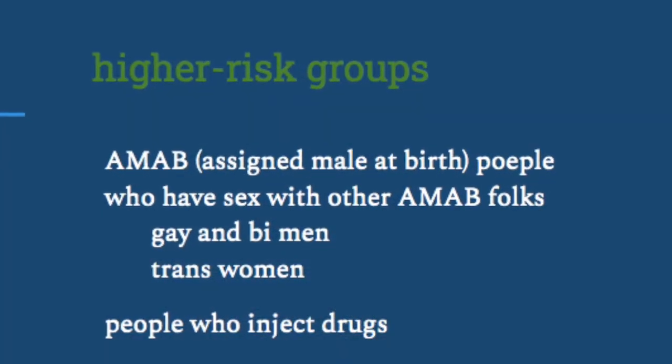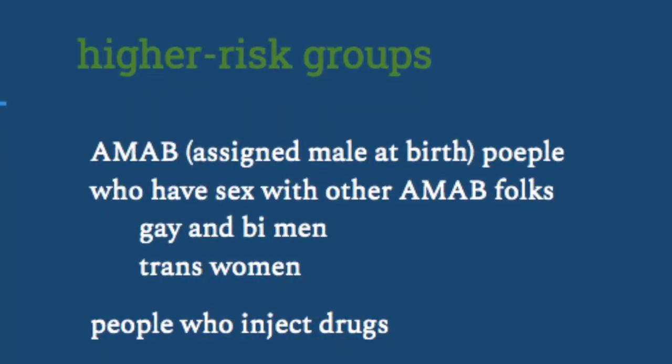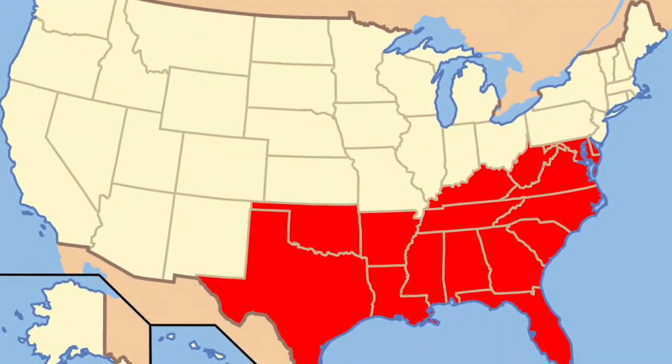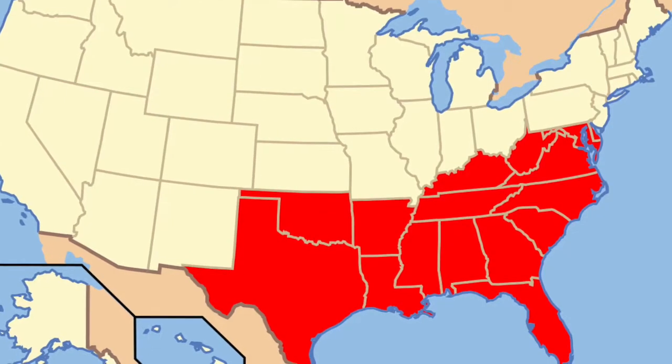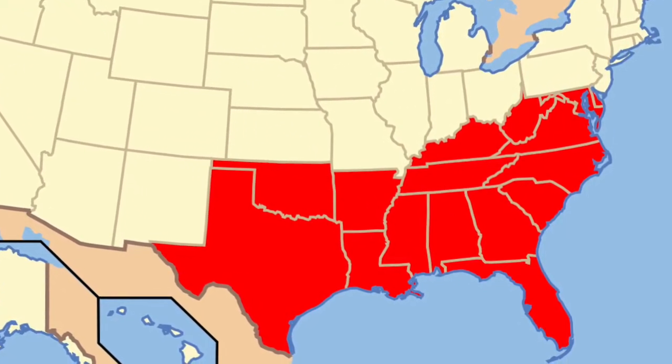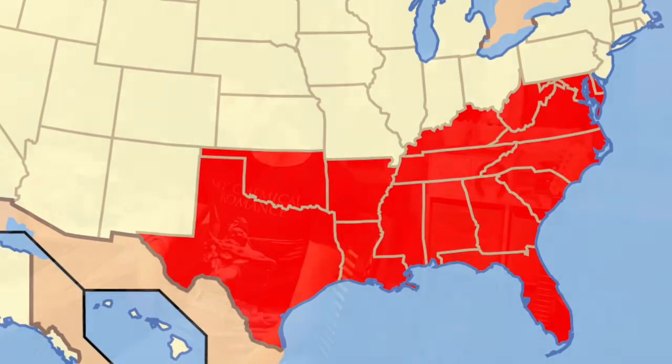Although anyone can get HIV, there are certain groups where infections are more prevalent, including gay and bisexual men, trans women who have sex with other AMAB people, and people who inject drugs. I decided to focus on HIV in the deep south of the United States, which is states including Alabama, Florida, Georgia, Louisiana, Mississippi, North Carolina, South Carolina, Tennessee, and Texas.